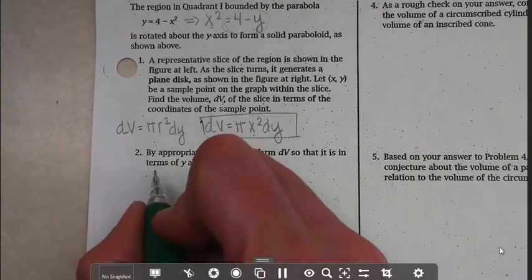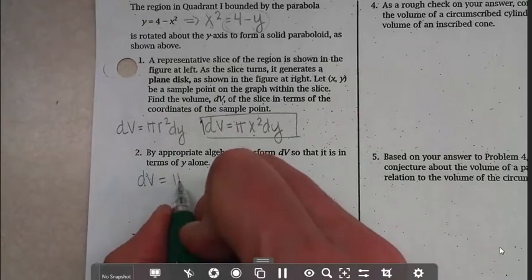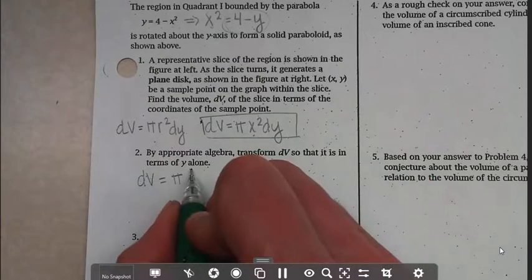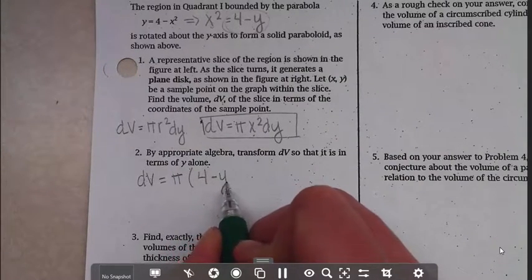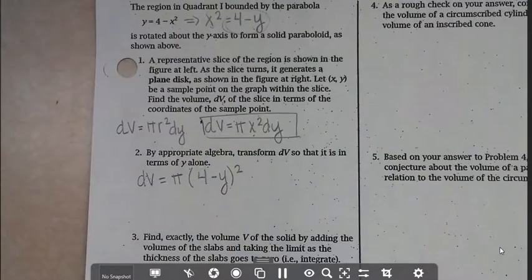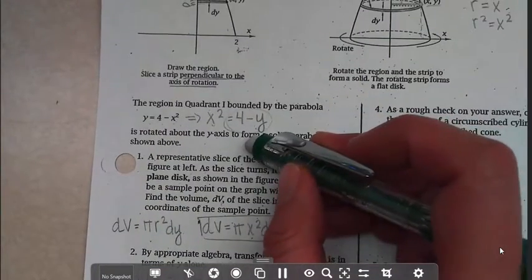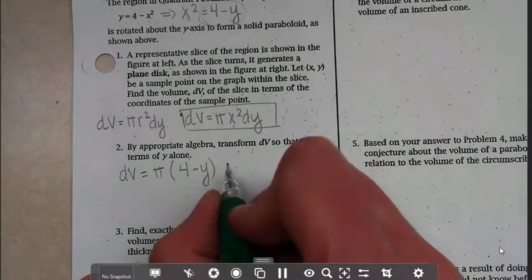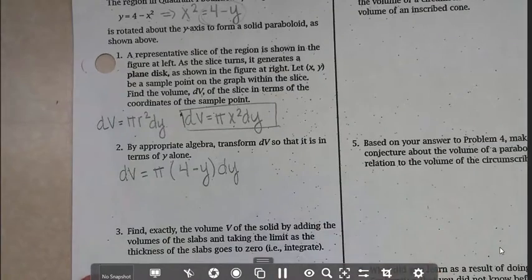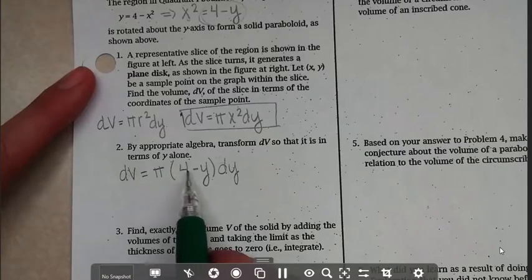So I'm going to end up with dV equals pi times 4 minus y squared. Oh, that's not true. I don't need to square that because that's already squared. I've got x squared that I'm plugging in, I'm sorry, and x squared is 4 minus y. So there's an error that hopefully you might have made, and now you'll see that you won't make it again. So that's in terms of y, and then if I wanted to, I can distribute that pi.